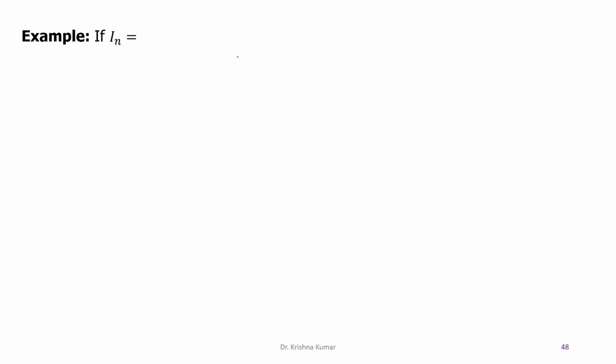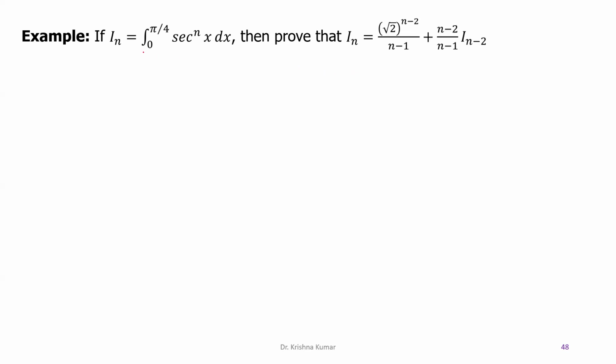In this lecture, we take an example of integration of sec to the power n x dx under the limit 0 to pi by 4. So we have given the question: if I_n is equal to integration of sec to the power n x dx under the limit 0 to pi by 4, then prove that I_n is equal to root 2 to the power n minus 2 upon n minus 1 plus n minus 2 upon n minus 1 into I_(n minus 2).